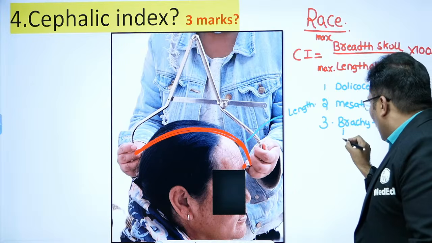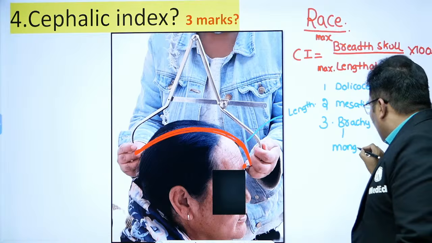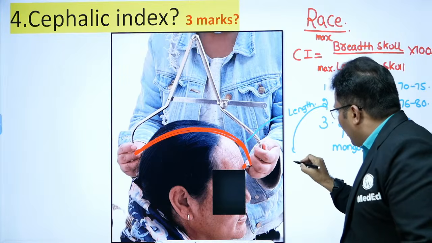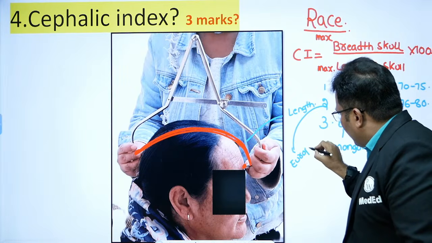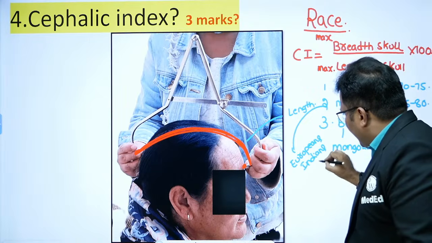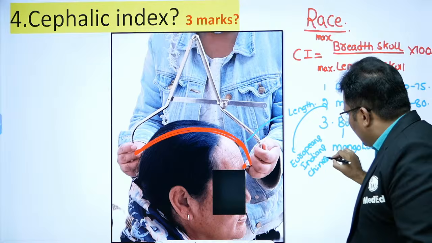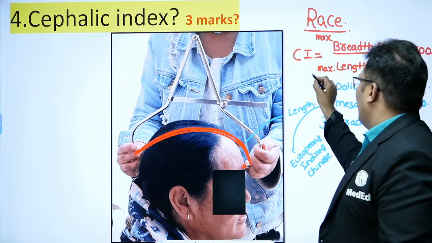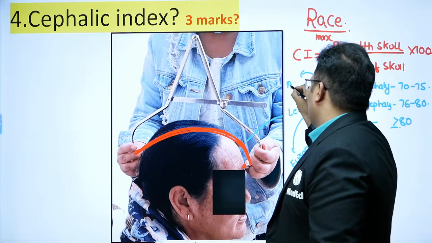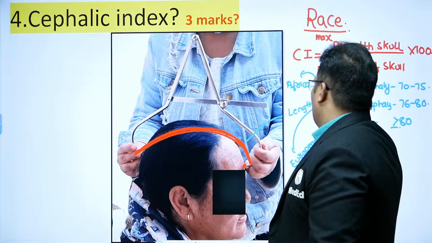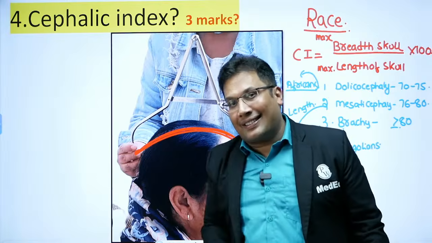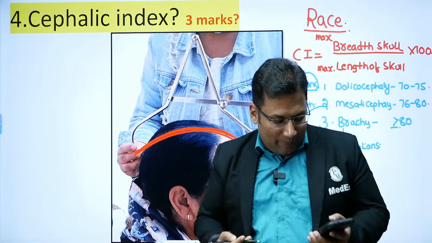Brachycephaly is normally in Mongolians. Mesaticephaly in Europeans and Indians, Chinese. Dolichocephaly is usually in case of Africans, Blacks, basically Africans. Also, some books use pure Aryans. That is also correct. Okay?